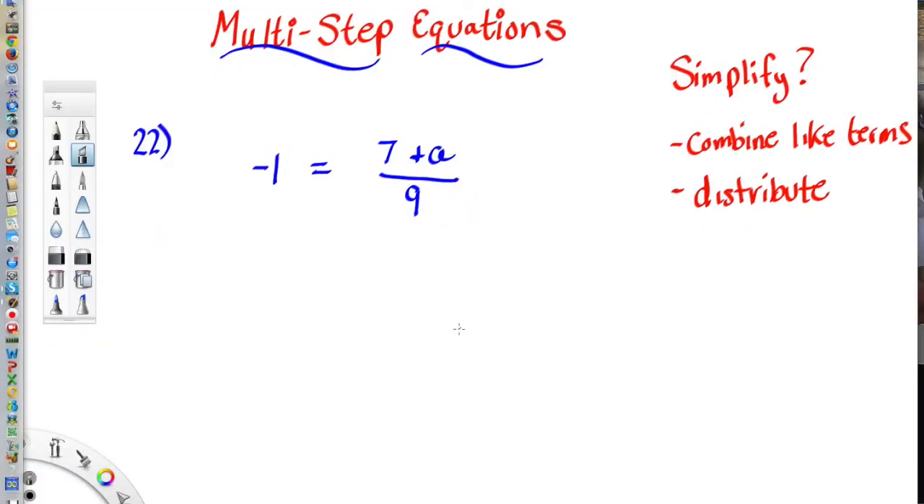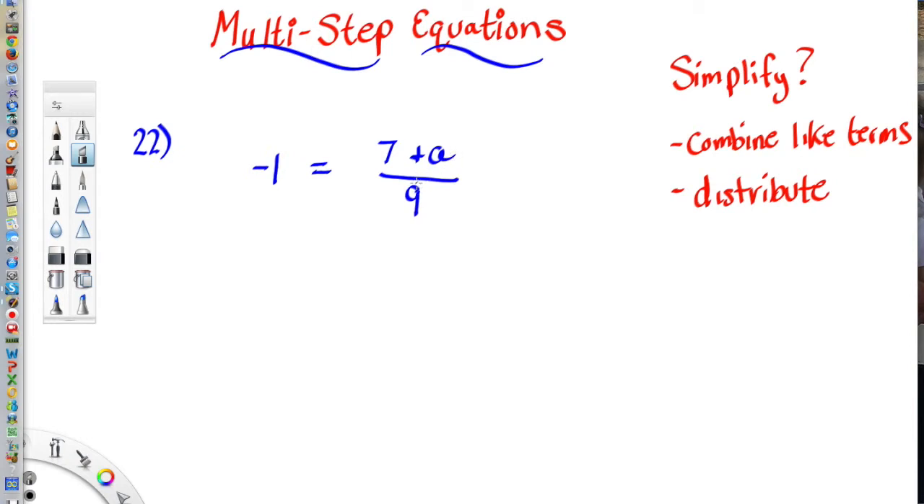Let's go to number 22. Now number 22 is very special. There's no simplifying, no combining like terms, no distributing. But here we have the variable embedded inside of a fraction. It's not being divided by a number, it's embedded in this complex fraction here. So this is where we have a little exception.